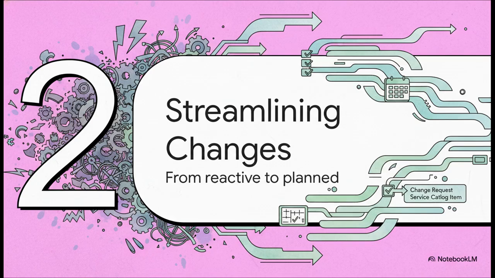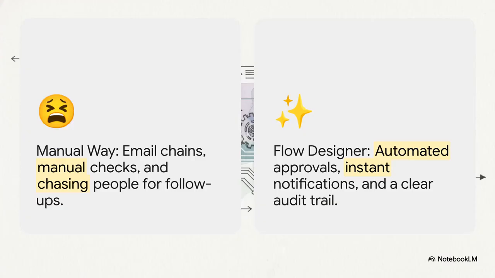This is where we stop being reactive and start being proactive and organized. Let's just be honest for a second. The manual way is, well, it's painful. It's just this chaotic mess of endless email chains, manual checklists, and you're always chasing people for follow-ups.